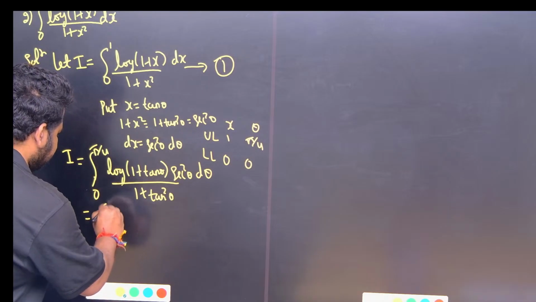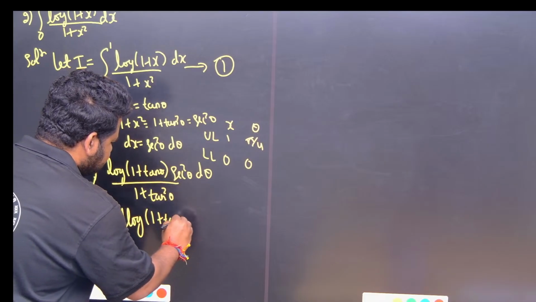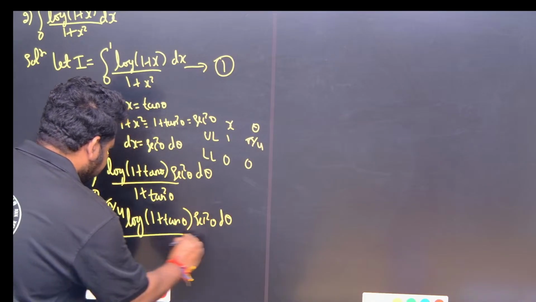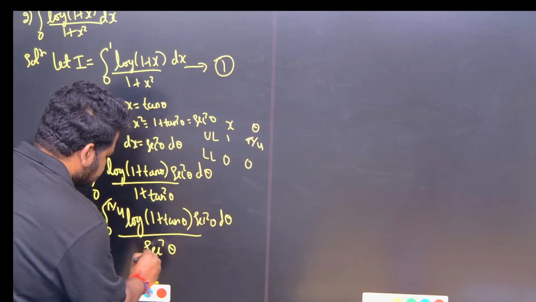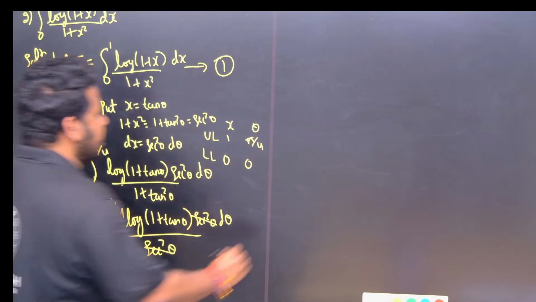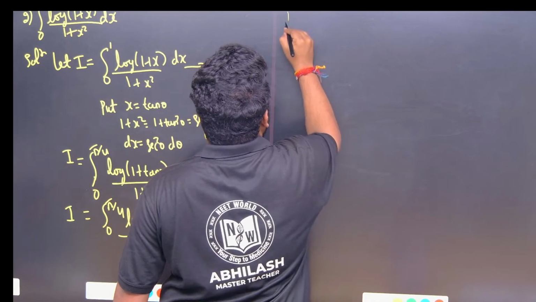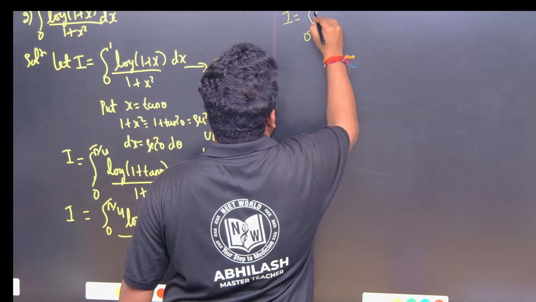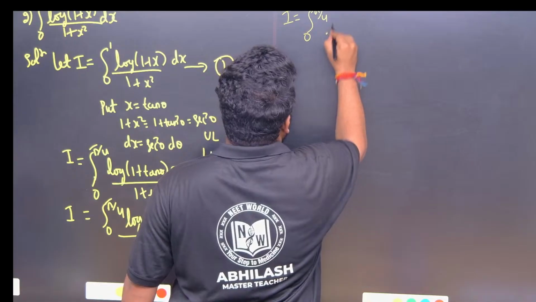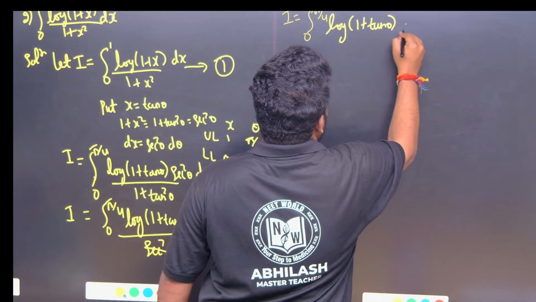So this would become 0 to pi by 4 log of 1 plus tan theta, secant square theta d theta divided by 1 plus tan square theta. Here is secant square theta, so secant square theta I can cancel. Now what will I have? I is equal to 0 to pi by 4 log of 1 plus tan theta d theta.